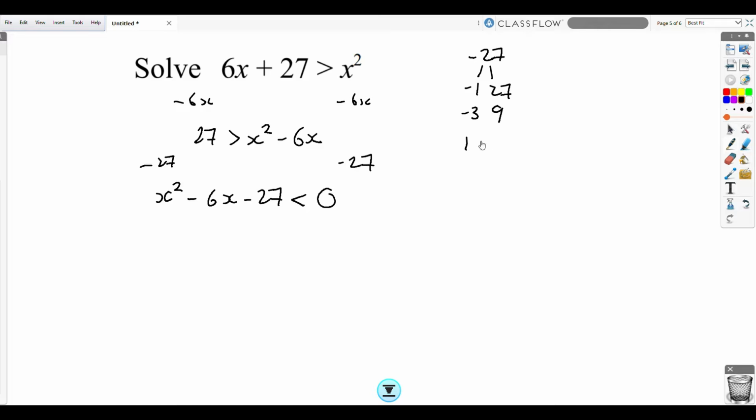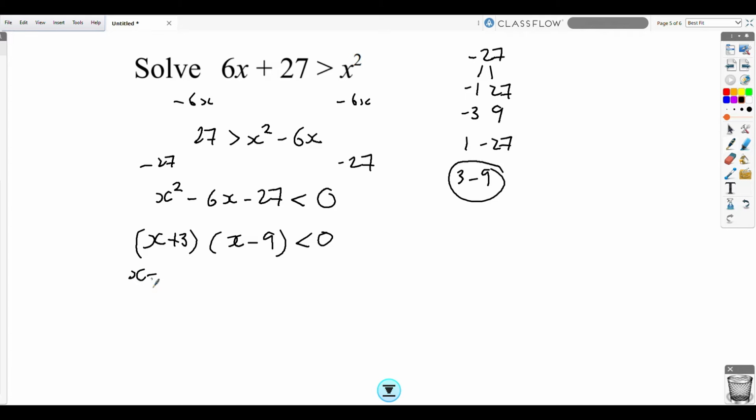1 and minus 27, and then 3 and minus 9. This one works. So I'm going to rewrite it. I'm going to put it into brackets. So once again, it's going to be x plus 3 and then x minus 9. So your solutions are x equal to minus 3 or x is equal to 9.